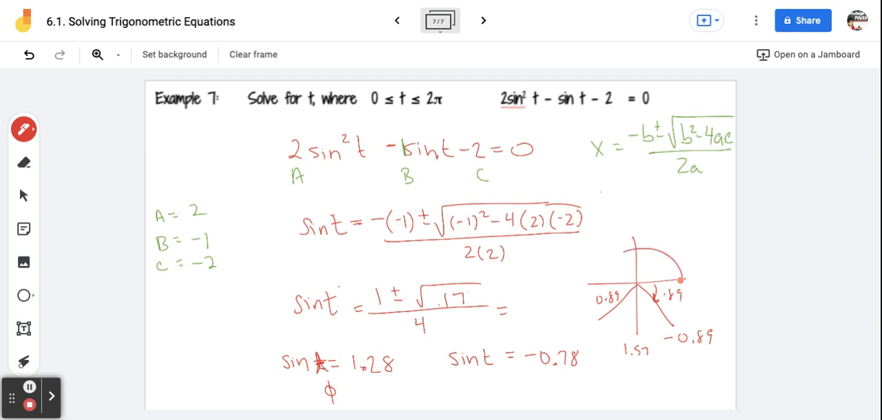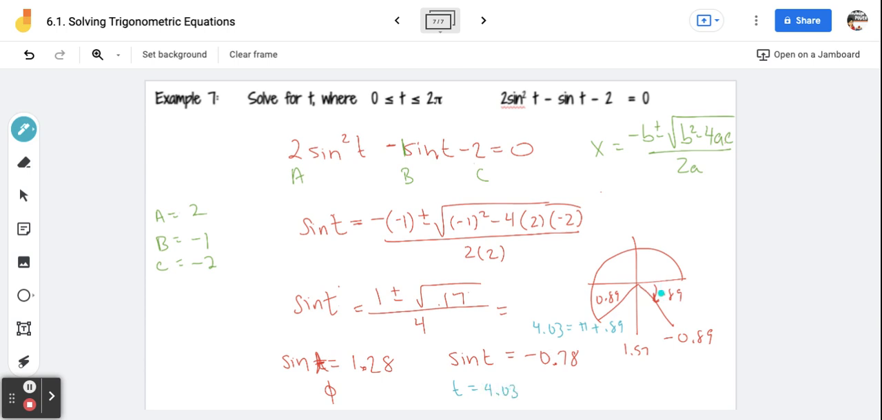So to give the whole angle, it has to be pi plus 0.89, which is going to equal 4.03. So t could equal 4.03.